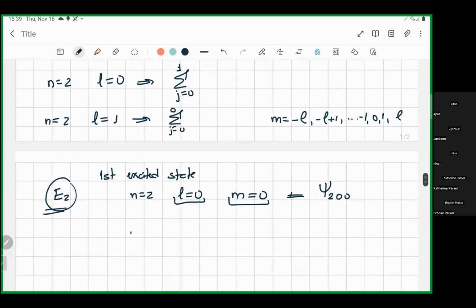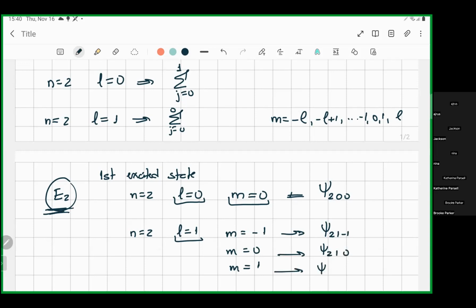Now, we could also have L equal to 1. With L equal to 1, we have three possibilities for m: m equal to minus 1, m equal to 0, and m equal to 1. So all of these other wave functions are also solutions with that same energy. So what are these other possibilities? n=2, L=1, m=minus 1, or n=2, L=1, m=0, or n=2, L=1, m=1.